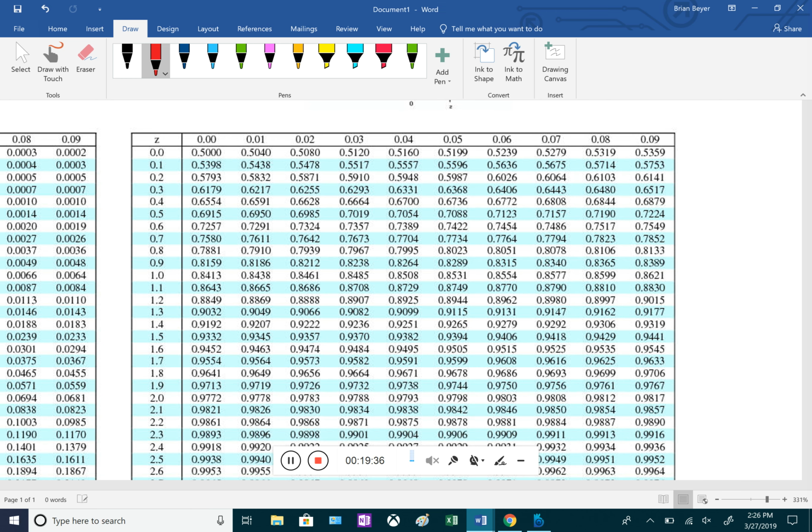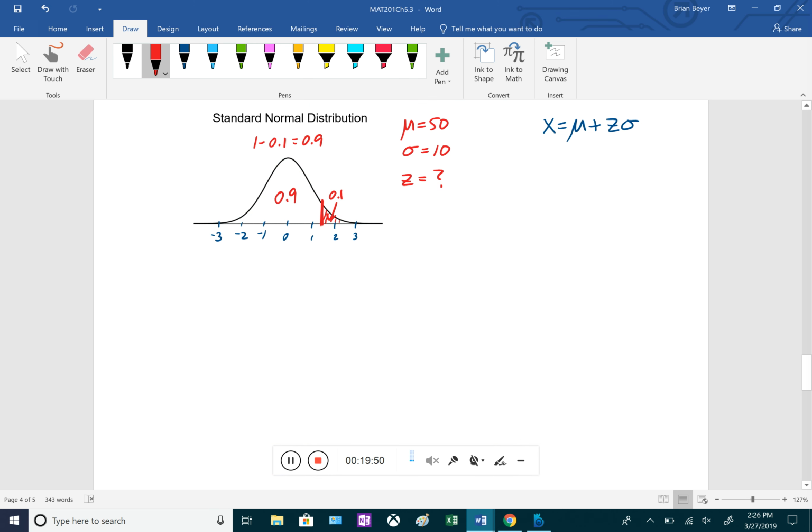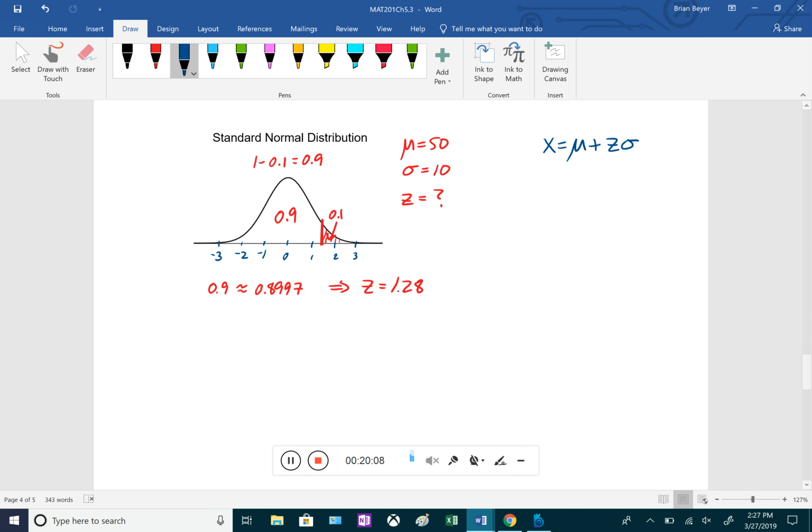So let's find that 0.9. We actually had this value in the beginning. It's closest to 0.8997. So the z-score that we're going to be using is 1.28. Okay, so I'll put a little note, 0.9 is approximately 0.8997, and that's going to give us a z-score of 1.28.